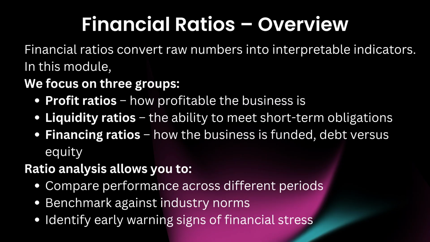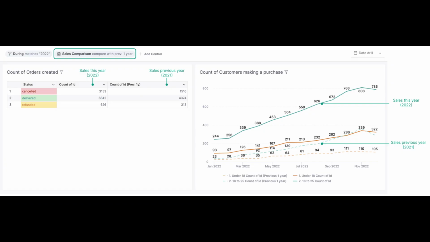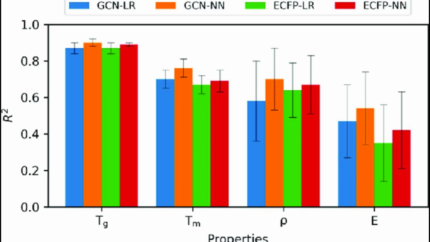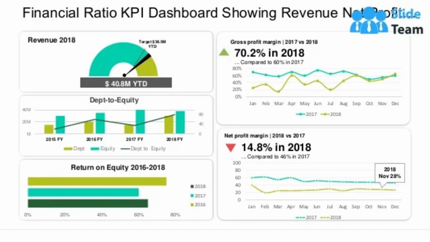Financial ratios. Overview. Financial ratios convert raw numbers into interpretable indicators. In this module, we focus on three groups: profit ratios, how profitable the business is; liquidity ratios, the ability to meet short-term obligations; financing ratios, how the business is funded, debt versus equity. Ratio analysis allows you to compare performance across different periods, benchmark against industry norms, identify early warning signs of financial stress. The key is not to memorize formulas for their own sake, but to understand what the ratios are telling you about operations, pricing, overheads, and debt levels.